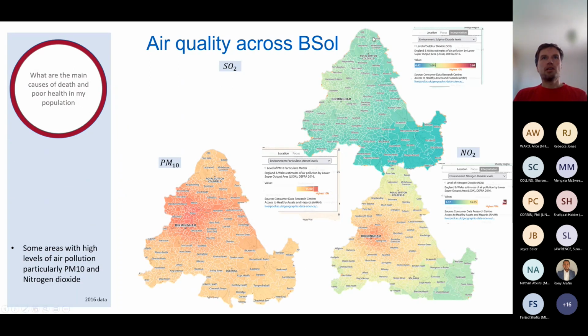And then air quality maps. These are for various different metrics. Sulfur dioxide, particulate matter, 10 nanometers, nitrogen dioxide, if I remember correctly. Taken from the SHAPE tool, which can indicate areas of poor air quality, which are related to respiratory conditions. So again, just background measures.